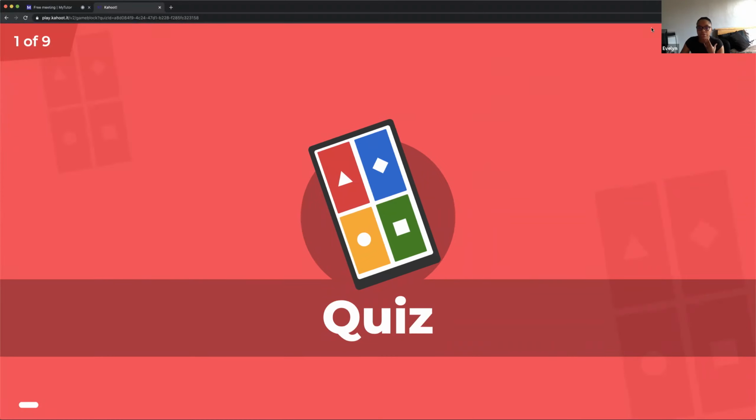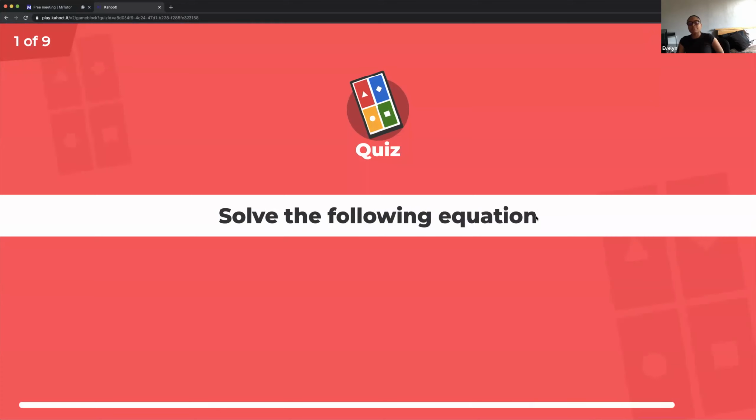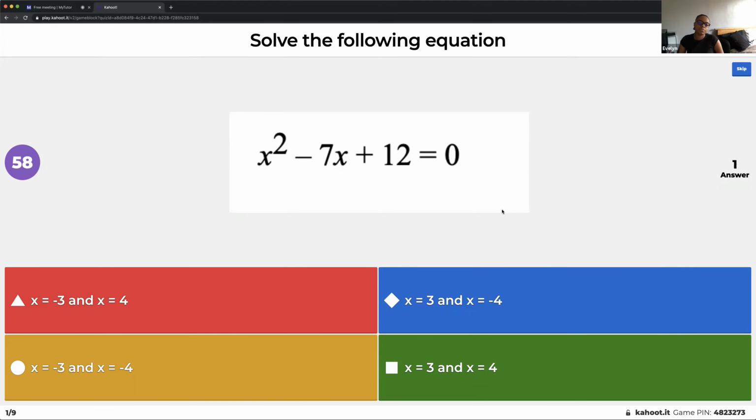Here we go. Solve the following equation. Remember, two numbers that multiply to make 12 and add together to give us minus 7. And then you have to solve it once you figured that out.